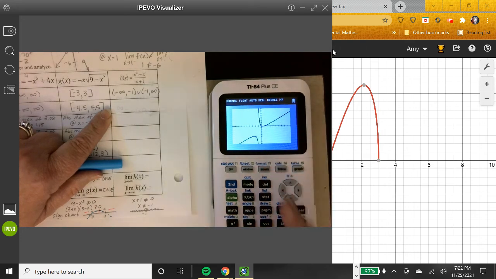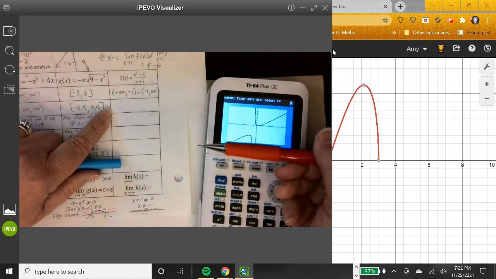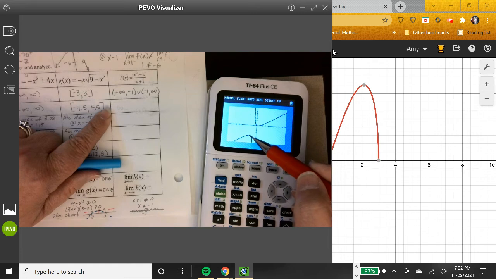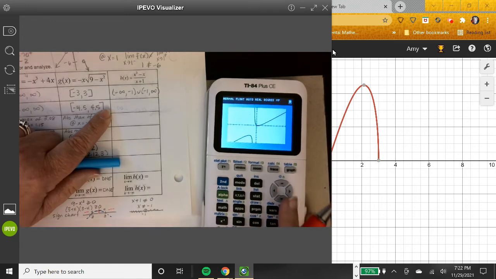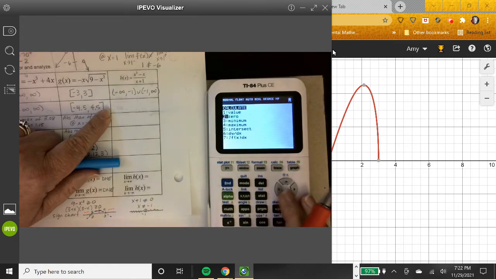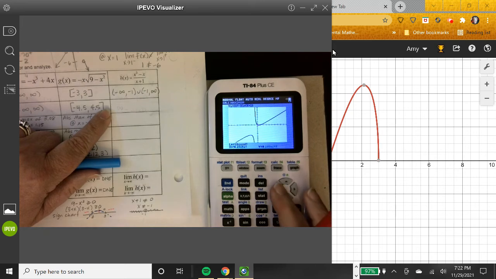And let's look at the range. Well, the range is going to have y values from negative infinity to this maximum. And then I'm going to hop a bunch of y values, and then I got to figure out what the minimum is there. So let's figure out what those numbers are. Second, calculate the maximum. So I need to be on the left side of the maximum here and to the right side of the maximum.